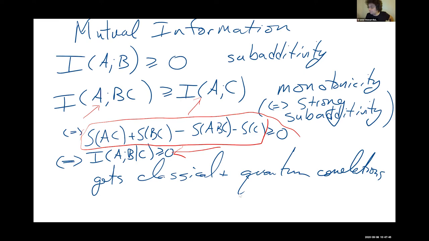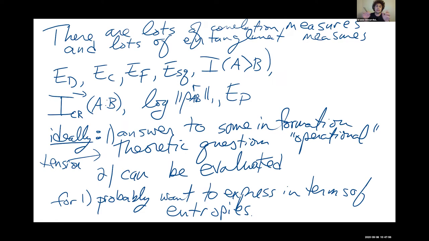So this mutual information captures both classical and quantum correlations, like I said before. There are actually lots of correlation measures, right? Mutual information is just one of them. I'm just going to go through a bunch of them to give you a flavor for the different kinds of correlation and entanglement measures you might find useful. And I also want to talk about some of the properties that make one more useful than another.